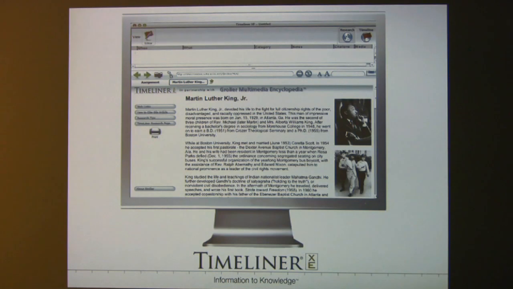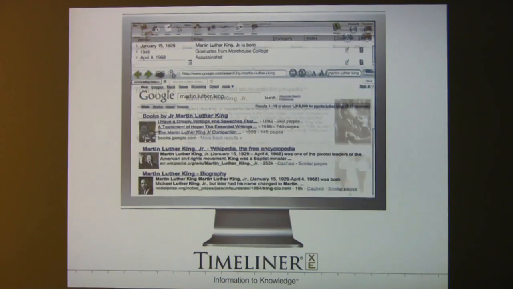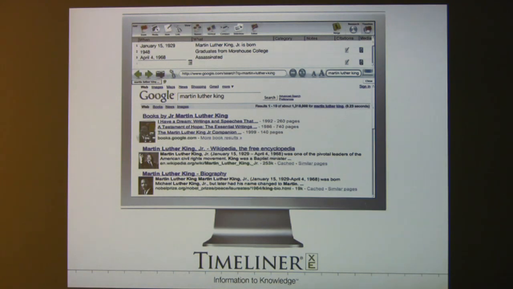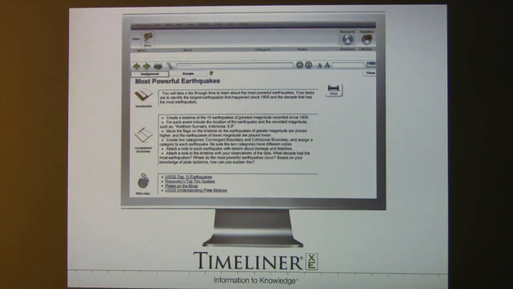Here's another example of a research assignment. This one's on Martin Luther King. This is one of the Grolier articles that comes with it. Here's using Google from right within the program. Here's another research assignment. This one's appropriate for science.